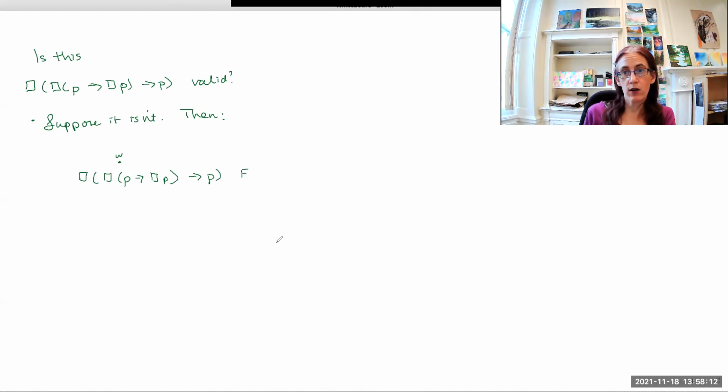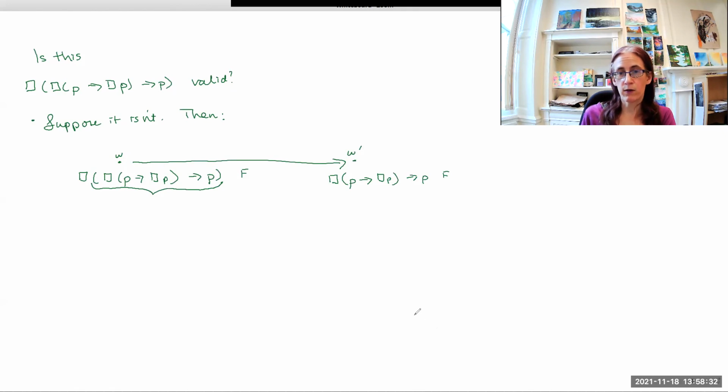Now, remember what we saw in the previous one. As soon as you have a necessity claim that is false, this means that you need to be able to see a world where the bit without the box on the front is false. So that gets us necessarily, P implies necessarily P implies P needs to be false at this world. This is a conditional. The antecedent will therefore be true. Just got to get that P in there. And the consequent false. Now, this is just an atom.